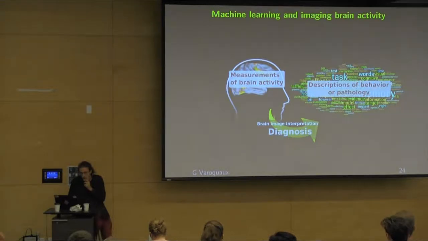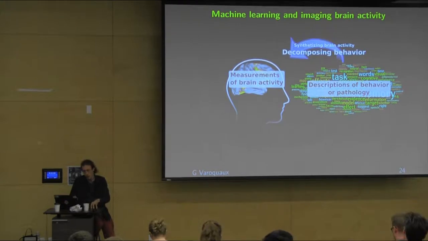Okay? So I've talked about this setting to go from brain image to behavior or pathology, and before I've talked about this setting, so encoding, to go from behavior to brain image. And this is interesting because it can help decompose brain activity, decomposing the behavior into different representations of the stimuli that may be relevant for the brain.